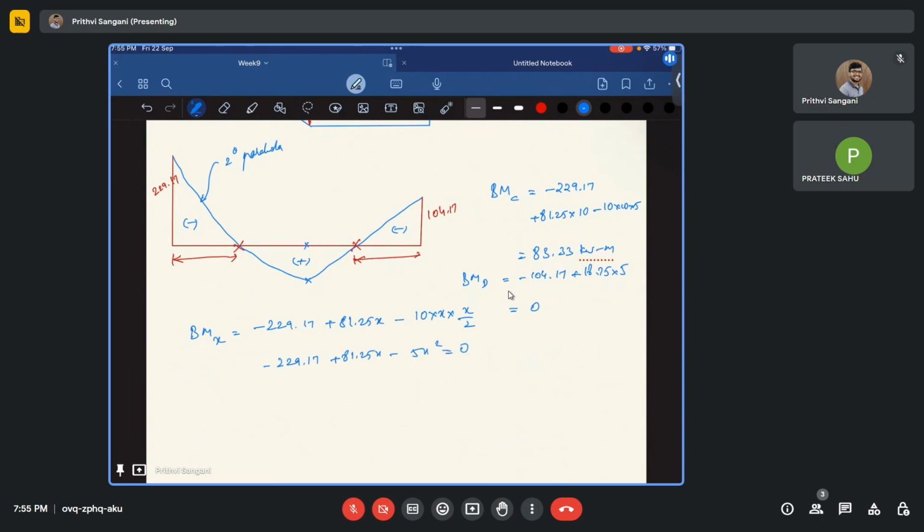If you solve this parabolic equation, let me solve this. So minus 5, 81.25, minus 229.17.